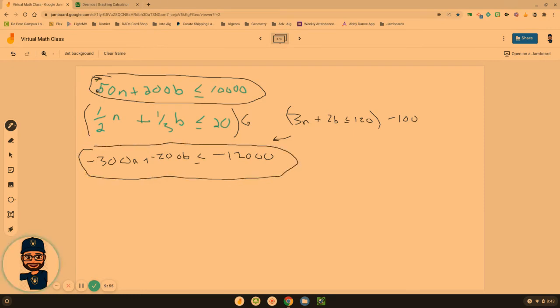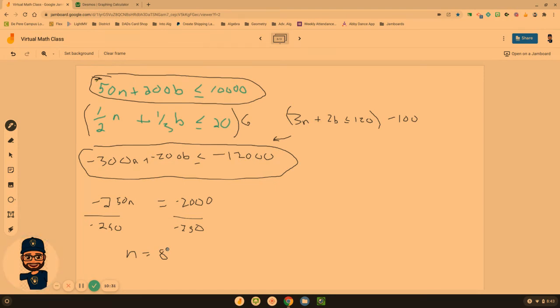Let's add them together. 50 plus negative 300 is negative 250n. My b values canceled, and we're going to equal 10,000 plus negative 12,000 is negative 2,000, which means if I divide everything by negative 250, we get n equals 8. The number of necklaces in that case would have been 8.